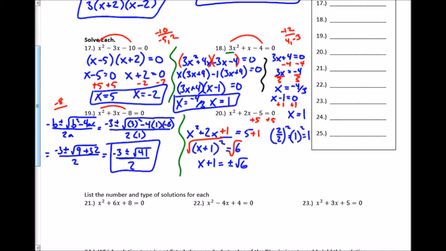Remember, whenever we take the square root of each side, we've got to do the plus or minus. And then I subtract the 1 from each side. So I find out that x equals negative 1 plus or minus root 6. And that's it. Those are my two answers.